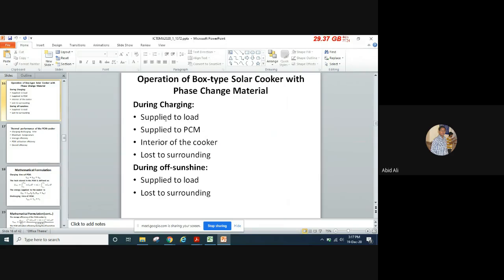Operation of the box type solar cooker. During the charging mode, the energy received by the cooker, an amount of energy is supplied to the load. A small amount of energy is supplied to the PCM, some amount is absorbed by the cooker interior, and some amount is lost to the surrounding. During the off-sun hours, only the PCM is the source of energy, and this energy is supplied to the load, and some part is lost to the surrounding.